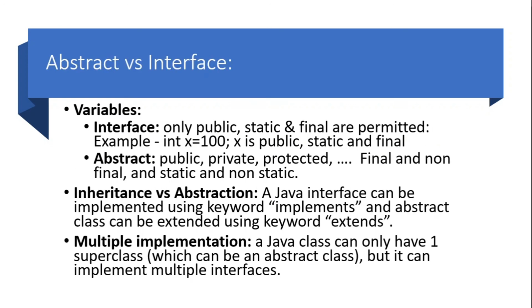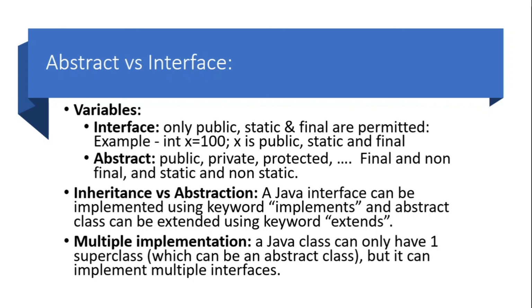So let's go ahead and look at the key features between abstract classes and interfaces. I know this is a lot of talk, but I'm going to show you examples later to explain. When it comes to variables, with an interface you can only have public, static, and final variables. That basically means you can only have constant variables. When it comes to the syntax, just typing int x = 100 basically means it's going to be public by default, static by default, and final by default.